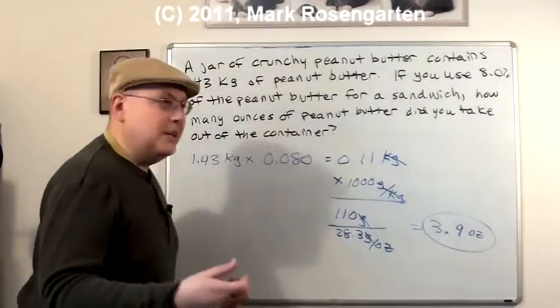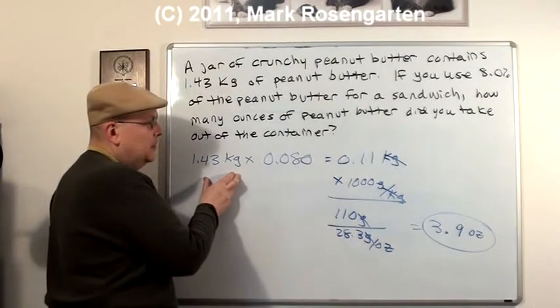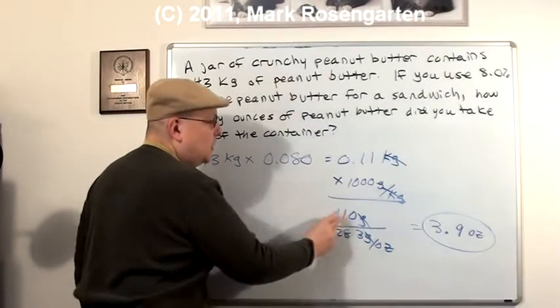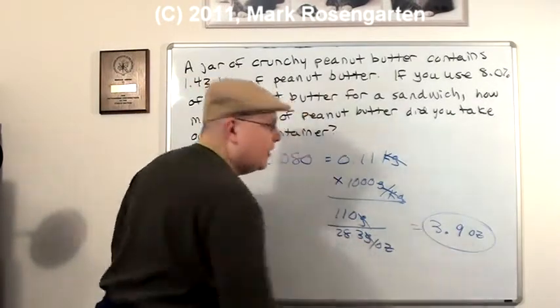So once again, to sum this up, I take 8% of my original mass of peanut butter. That tells us how many kilograms of peanut butter we used. We convert that into grams, so I can use my conversion factor for grams to ounces to figure out how many ounces.